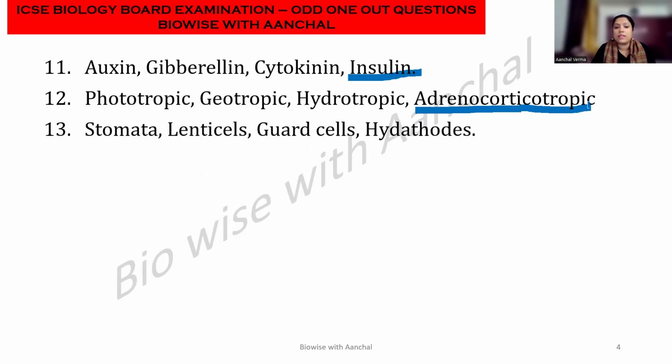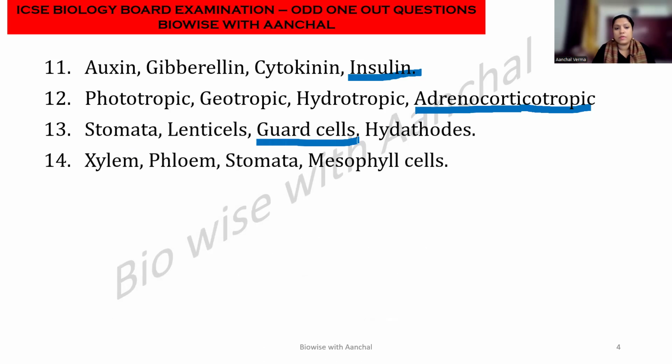Next, stomata, lenticels, guard cells, hydathodes. Now, stomata, lenticels, hydathodes, they are all openings in the plant. But guard cells are the cells which protect the stomata. So here, the rest are all the openings present in the plant. That is, the odd one out is guard cell.